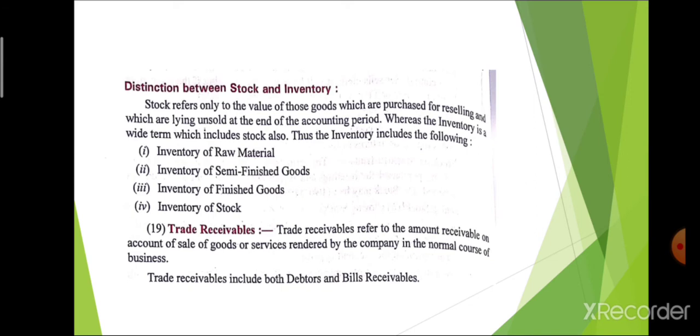The next term is trade receivable. Trade receivable means amount receivable on account of sale of goods and services rendered by the company in the normal course of business. So, in simple terms, if any company provides some goods and services to the customer and the customer has to pay some amount, that amount is considered as trade receivables. So trade receivables include both debtors plus bills receivable.